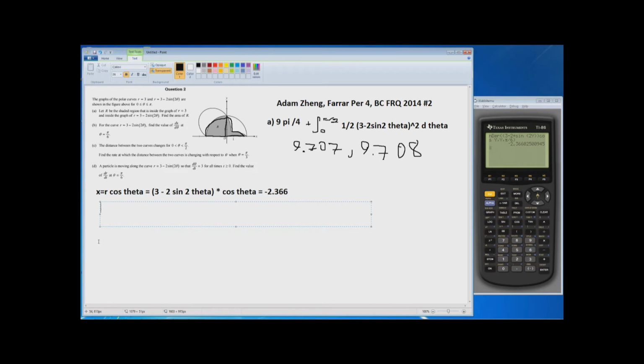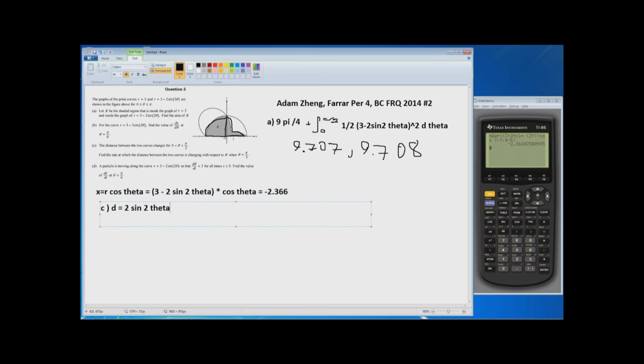Okay, so now we can move on to part C. And part C is asking about the distance between the two curves from 0 to pi over 2 and the rate of change of the distance with respect to theta at theta equals pi over 3. Okay, how do we do this? We first find the formula for distance. Distance is referring to the difference in radii, and between 0 and pi over 2, r equals 3 is bigger than r equals 3 minus 2 sine 2 theta, so the distance is just 3 minus (3 minus 2 sine 2 theta), which is just 2 sine 2 theta.